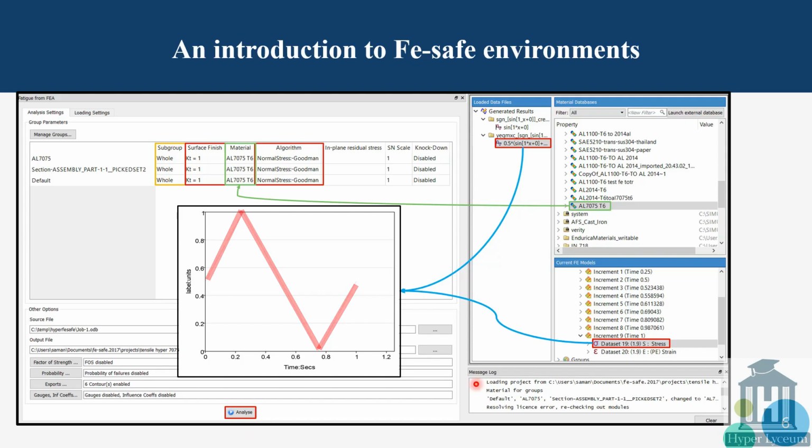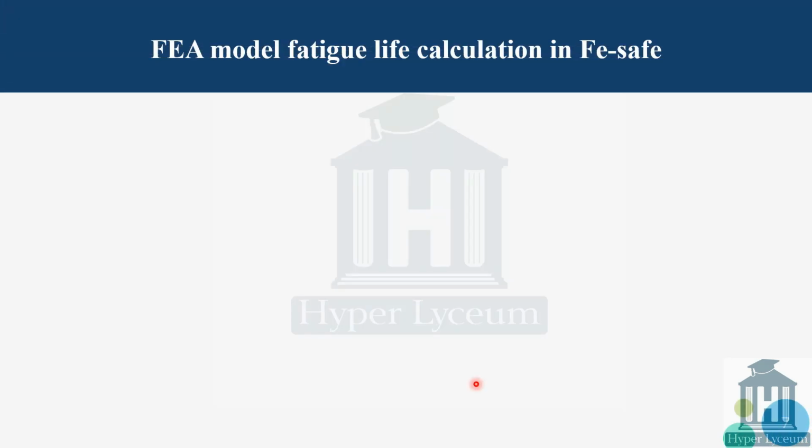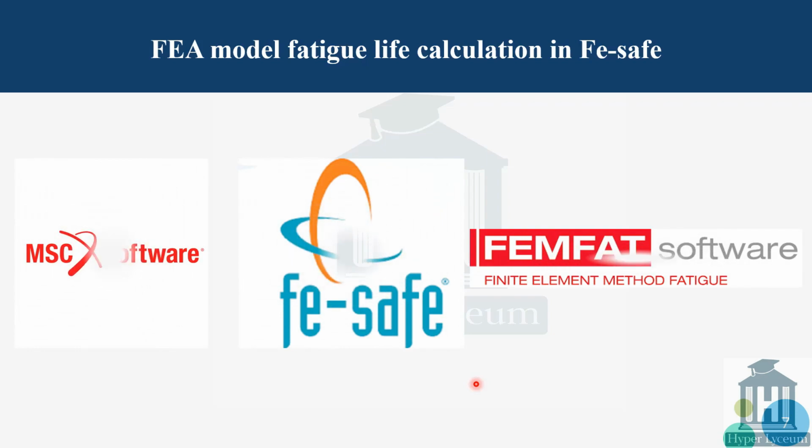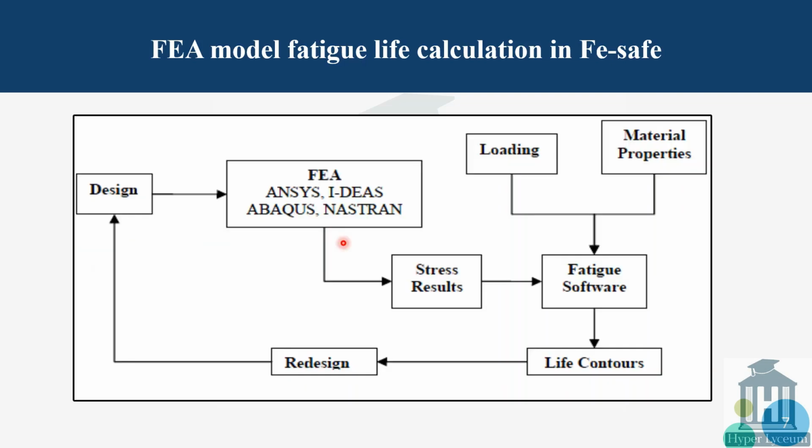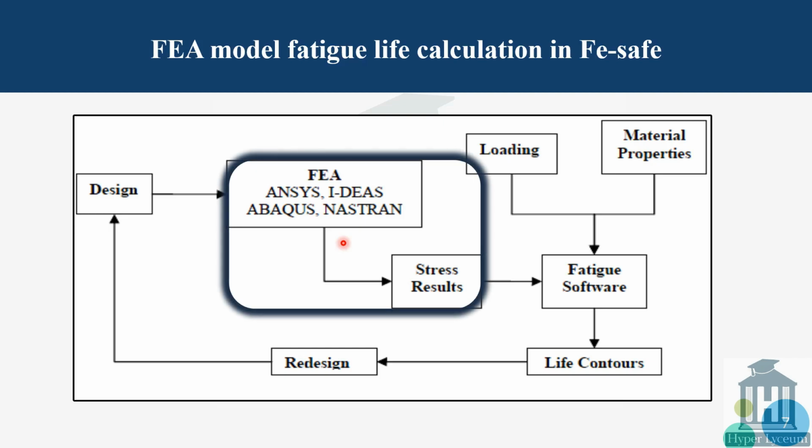In addition to Fe-Safe, there are other pieces of software in terms of fatigue analysis, such as MSC or FEMFAT. Each of these software has its own strengths and weaknesses, and everybody can use one of these with respect to their project. In this diagram, you can observe the general procedure of analysis in fatigue life estimation software. At first, the computed stress and strain results from finite element analysis software such as Abaqus, ANSYS, or Nastran are used in fatigue life estimation software.